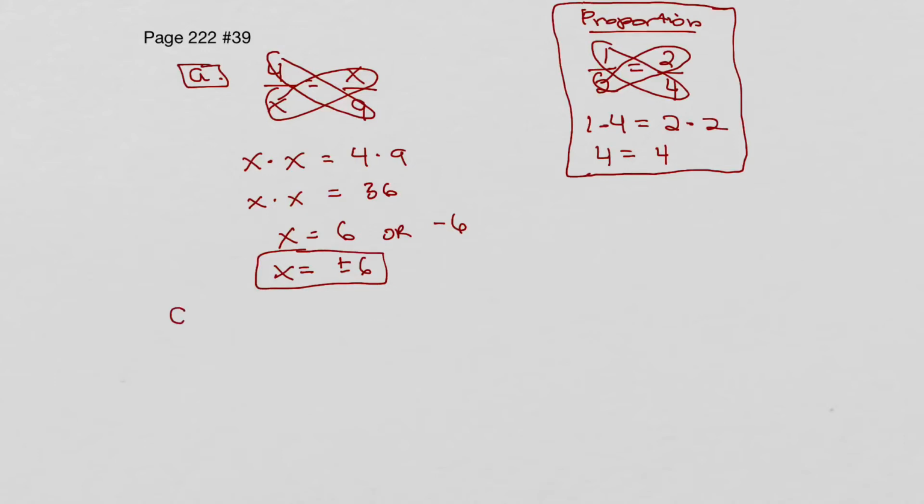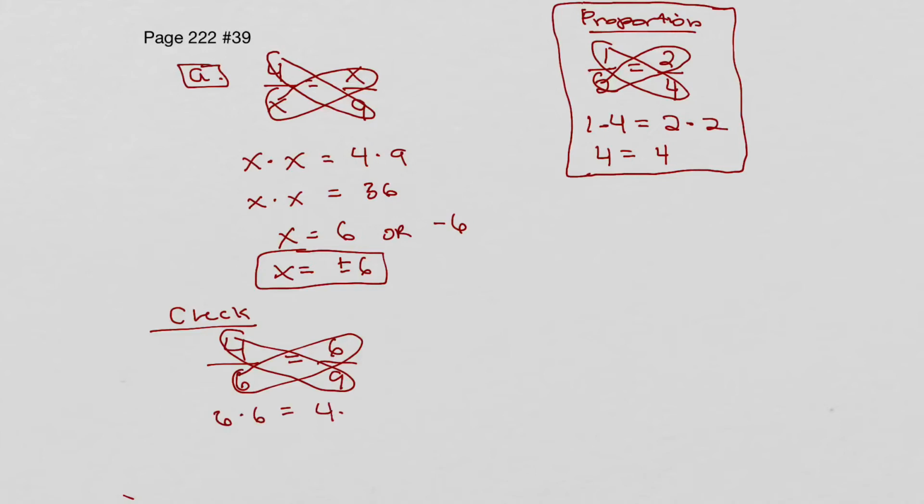Alright, we can check this. Is 4 over positive 6 equal to positive 6 over 9? Well, if you simplify both of these, they definitely do both simplify to the same fraction, 2/3. And also when you check your cross products, 4 times 9 should equal 6 times 6. Right? 4 times 9 is 36, and so is 6 times 6. So yes, this checked out.